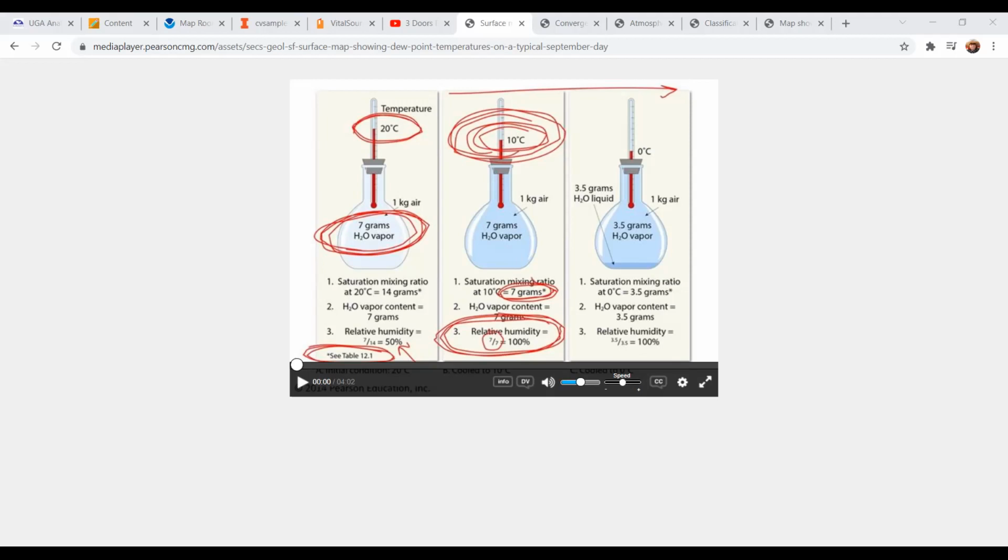This is not affected by changes in pressure or temperature, but it is time consuming. We have to actually directly sample this air. So it's difficult to do and it's time consuming to do.